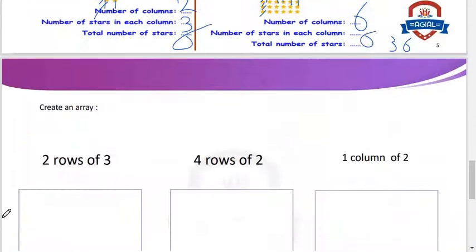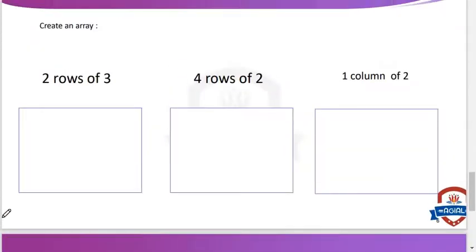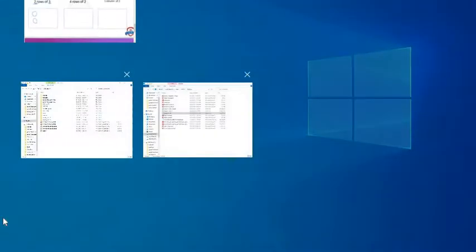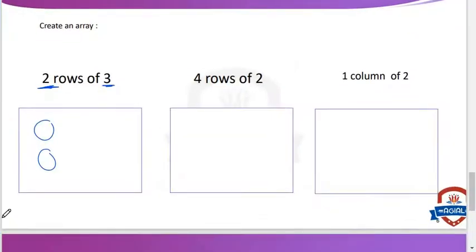Is this easy? Okay, in here, create an array. We will make an array. 2 rows of 3 columns. How can we make it? Focus with me. We will make 2 rows at first. 1, 2, because we want 2 rows. And we know rows go from left to right. Okay, 1, 2. 2 rows.